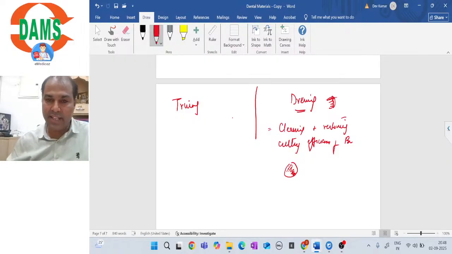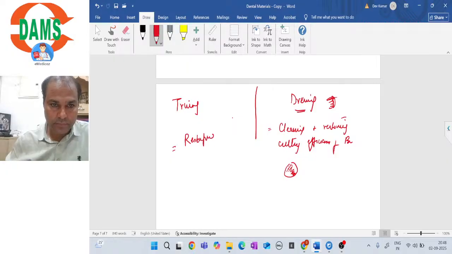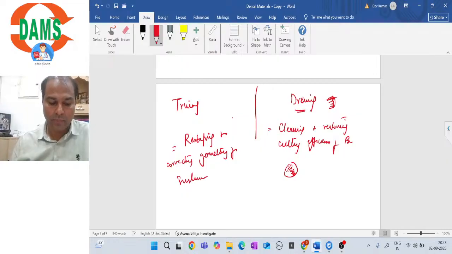Truing is basically, what does truing mean? Truing is basically reshaping and correcting the geometry of the instrument, of the rotatory instrument. Now, what happens? If you see, it is basically correcting the geometry.